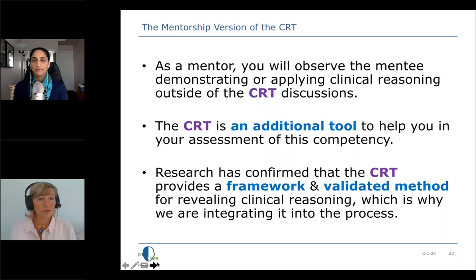And research that we did back 3-4 years ago when we were looking at it for the quality assurance program did confirm that the clinical reasoning tool provides a solid framework and a validated method for revealing clinical reasoning. And that's why it seemed like a great idea now to integrate it into the mentorship process.